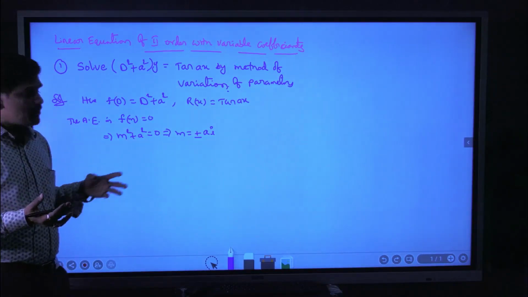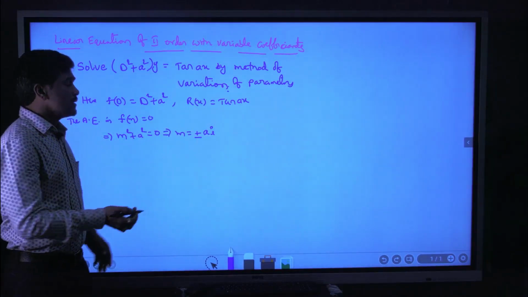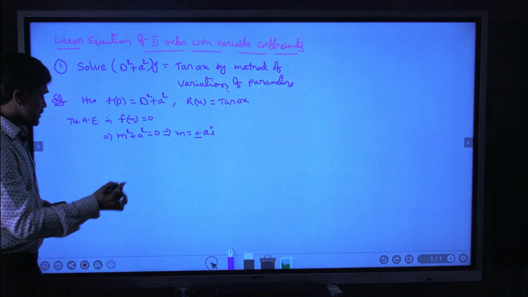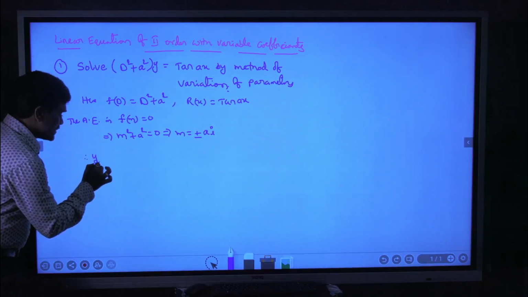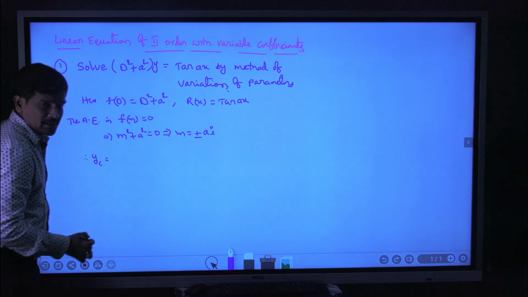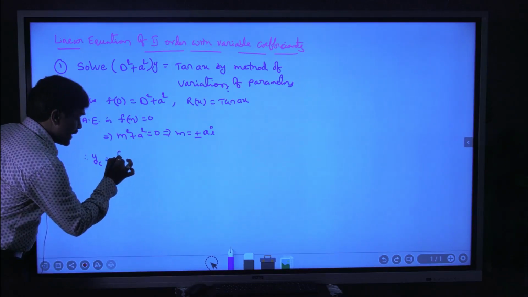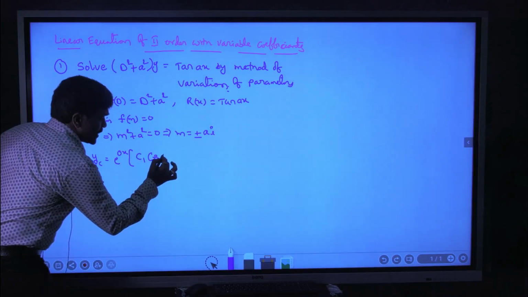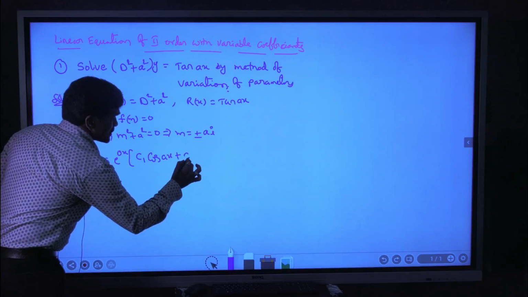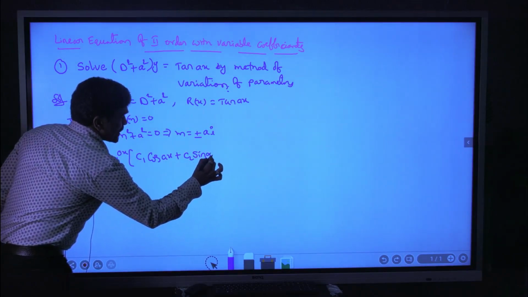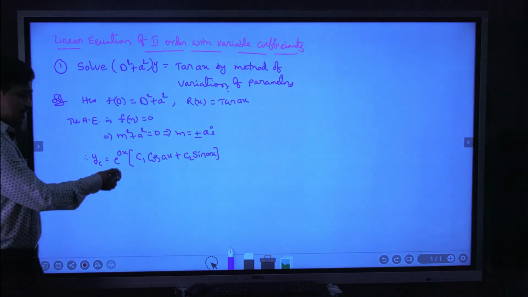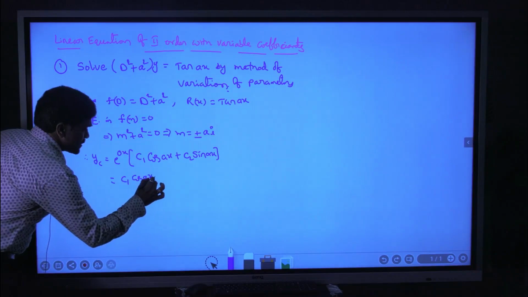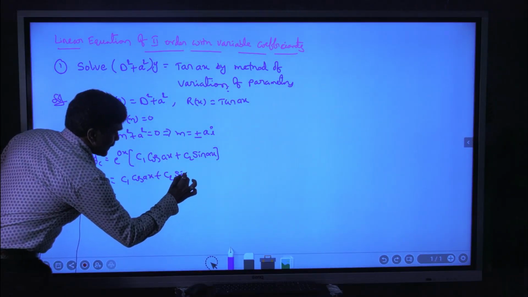So we'll compare with the complex roots, a plus or minus ib. Here in place of a we have 0, and in place of b we have a. So the solution yc is for complex roots: e power ax, what is a here? 0, into c1 cos bx plus c2 sin bx, what is b here? A. So c1 cos ax plus c2 sin ax. Now e power 0x is 1, so this can be written as c1 cos ax plus c2 sin ax.